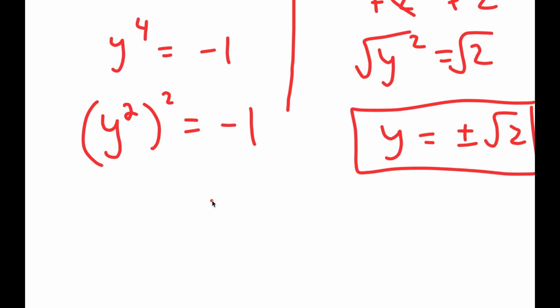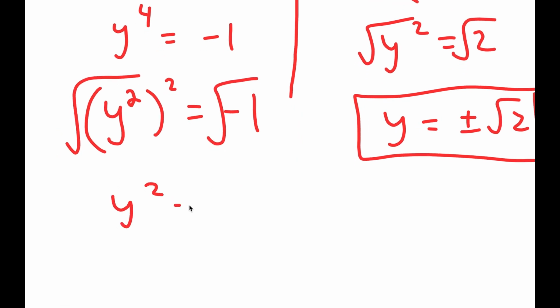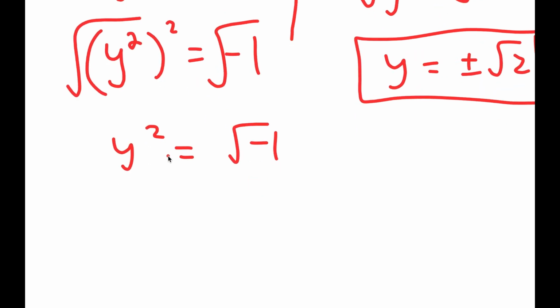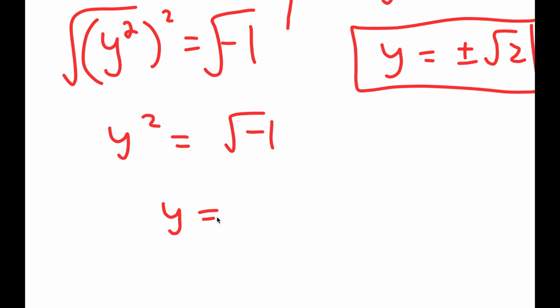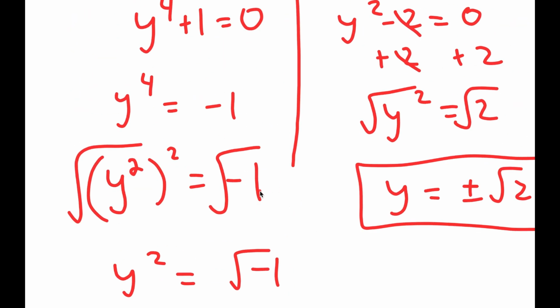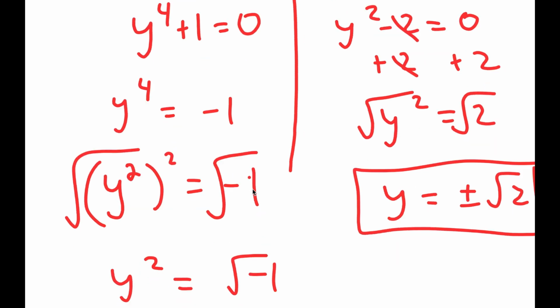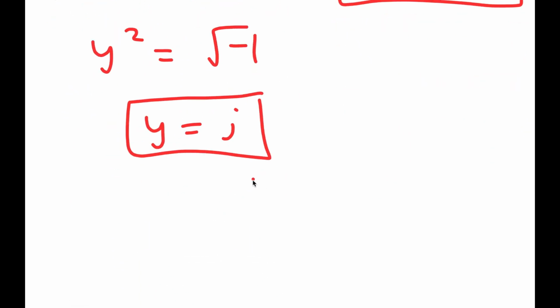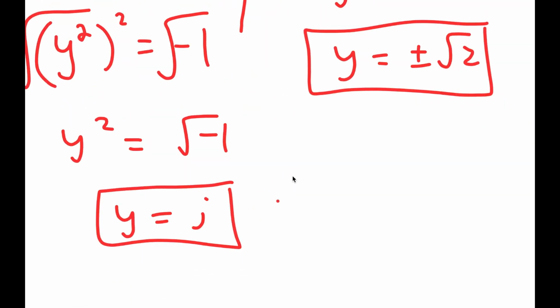Now, if I take the square root on both sides, I get y squared is equal to the square root of negative 1, meaning y is equal to i. So, these are my three solutions to this equation.